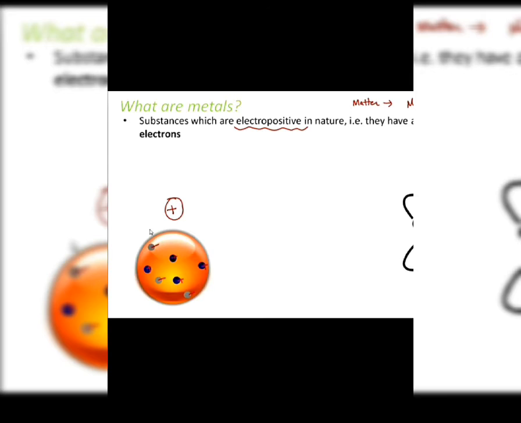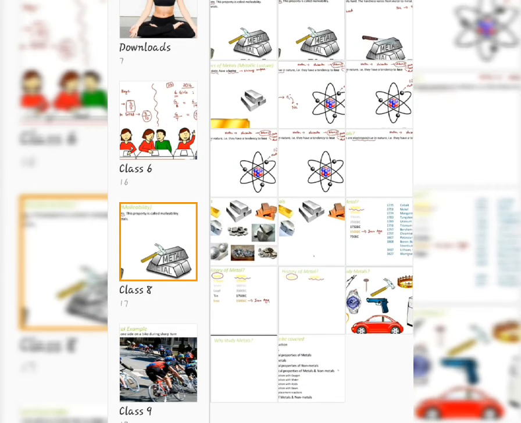Now you might have a question in your mind: which kind of substances will have a tendency to lose electrons? To understand that, you need to understand the electronic configuration, that is, how electrons are arranged in an atom. We are not discussing that part at this level, but as you go to higher classes and learn about electron configuration, you will understand which type of elements have the tendency to lose electrons. For now, you should understand that anything which has a tendency to lose electrons is a metal. So all the metals we are talking about, whether sodium, potassium, iron, magnesium, aluminium, they all have a tendency to lose electrons.